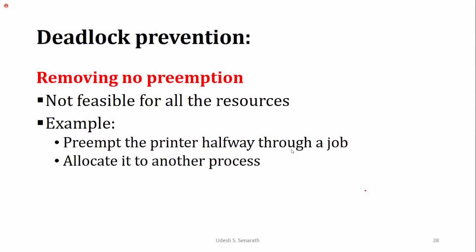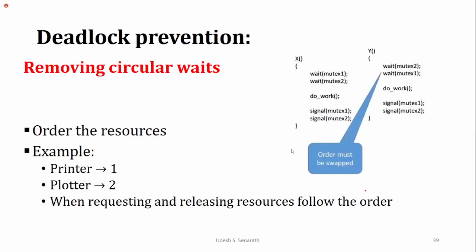Oh, allocate it to another process? No, we can't. The last one is removing the circular wait, right? So yes, we can order the resources. Now here we change the order. First we wait for two, while here it is run one, then we will run two, one, and so we don't have to wait. Right?